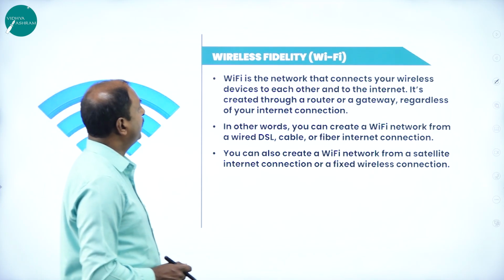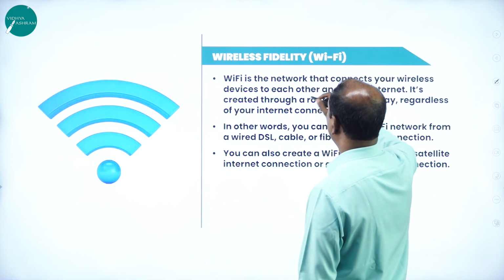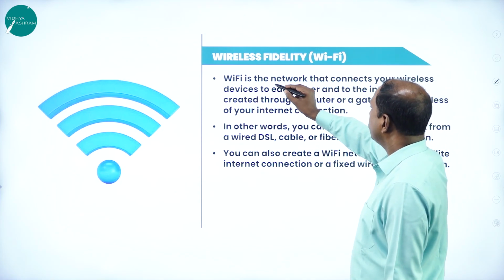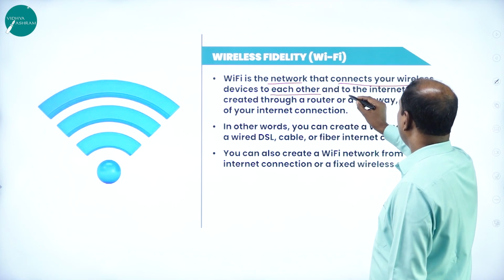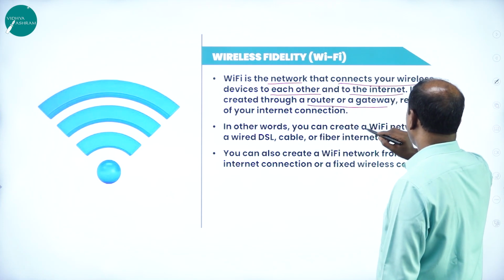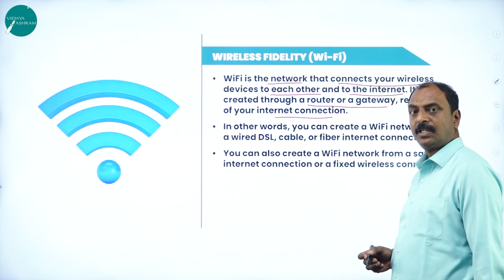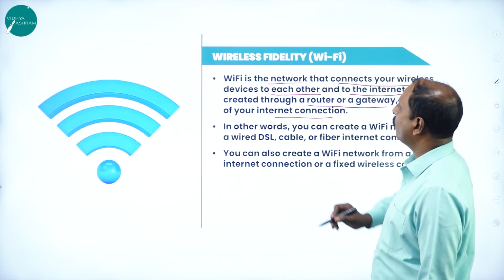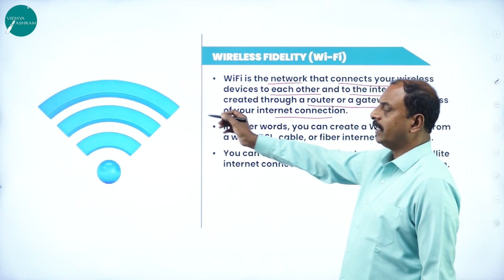In the next slide, what is Wi-Fi? Wi-Fi stands for wireless fidelity. Wi-Fi is a network that connects your wireless devices to each other and to the internet. It is created through a router or gateway regardless of your internet connection. We have seen in our previous session about network devices, gateway and router. With the help of those, it is possible to have Wi-Fi or wireless fidelity. It is going to connect two wireless devices.